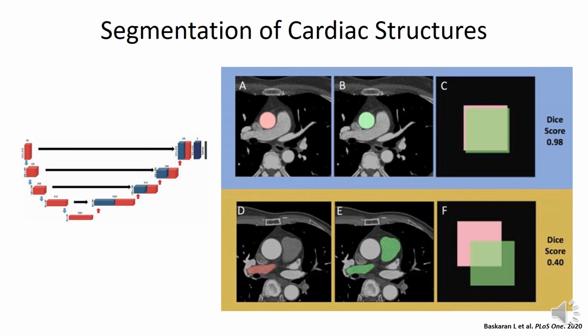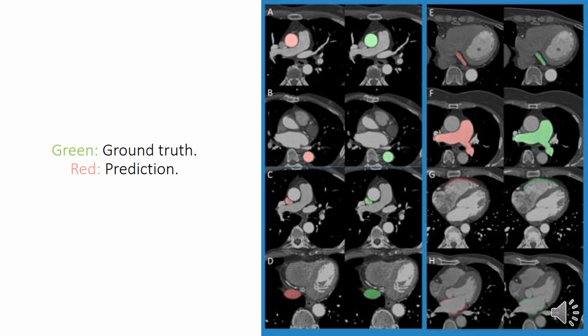On top, the ascending aorta is predicted well with excellent overlap between both masks, but on the bottom, the pulmonary artery prediction mask is missing a portion of the artery, as evident by the green area that is missing from the prediction mask. The investigators were able to achieve a dice score of 0.82 for 8 different structures.